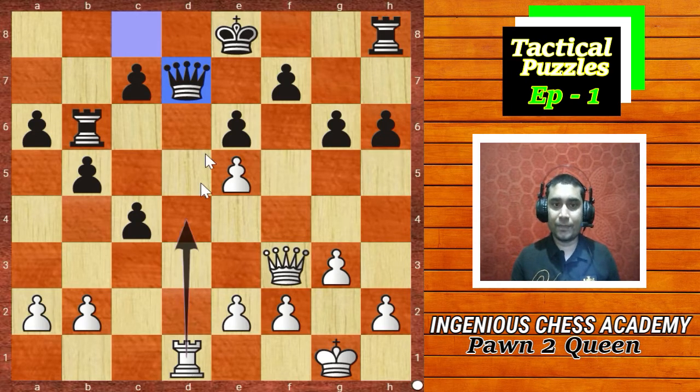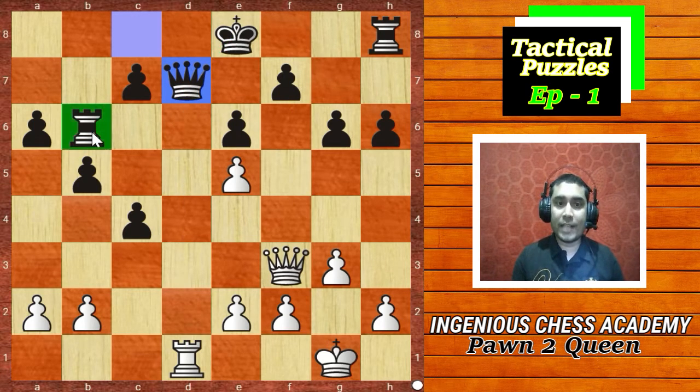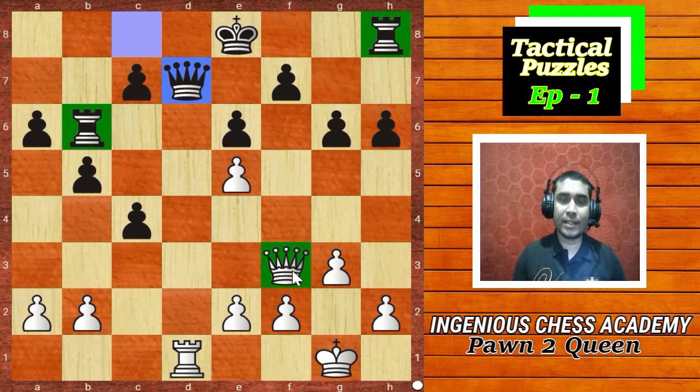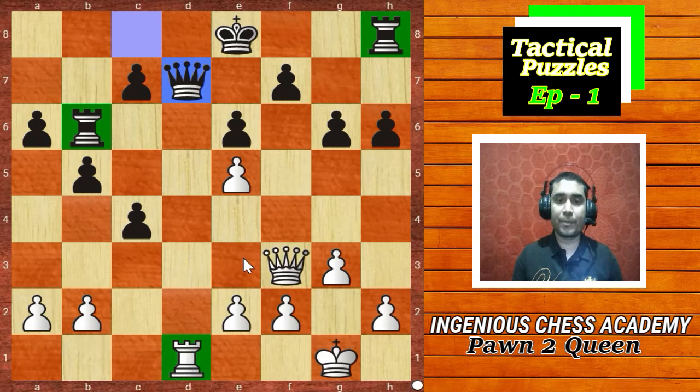Let's see. You are capturing 9 points, and your opponent is capturing 5 points. There is no doubt you are gaining 4 points extra. But your opponent is having 2 rooks against your queen. Try to understand that. I don't think it is winning for you. So in this position, we see that black has 2 rooks and you have 1 rook.